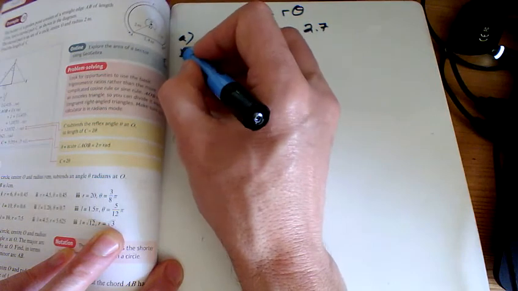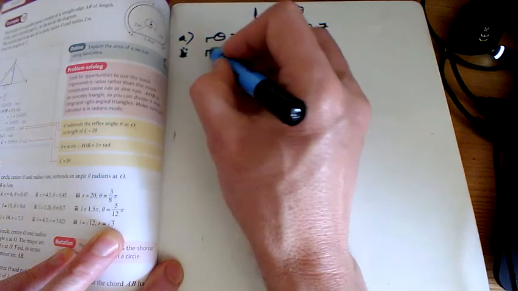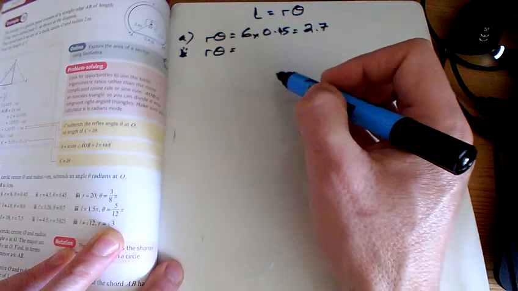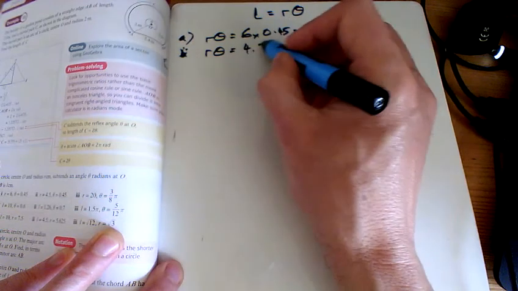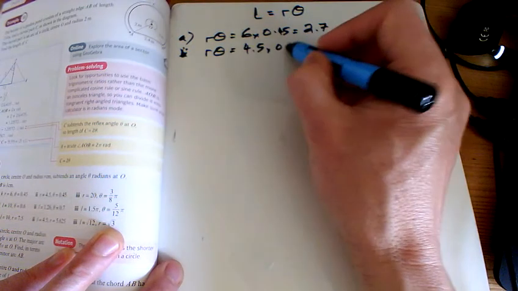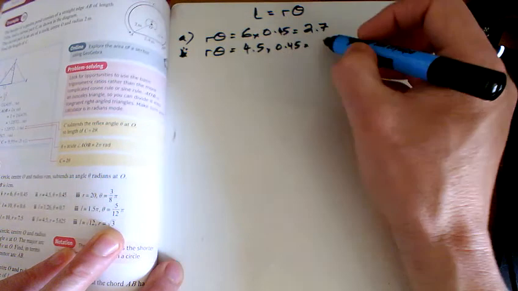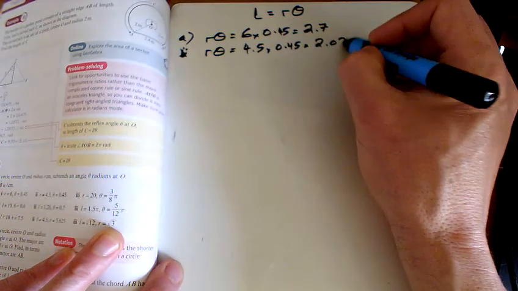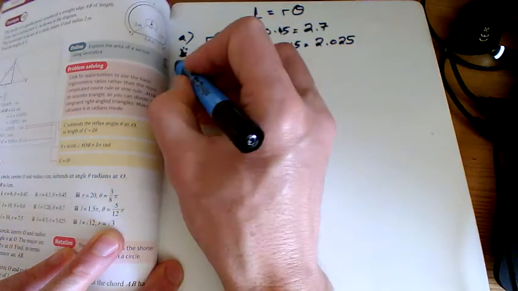For actually it's then part 2, isn't it? Again, just doing r times theta. So I've got 4.5 times 0.45 to get 2.025, just timesing them together.